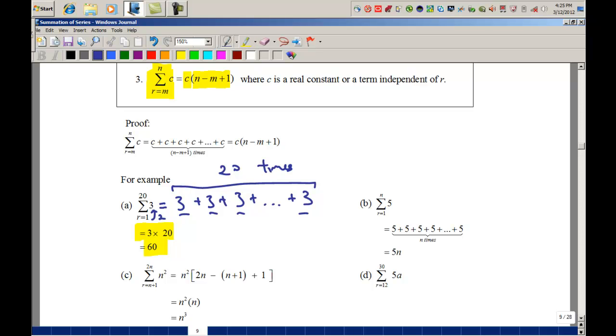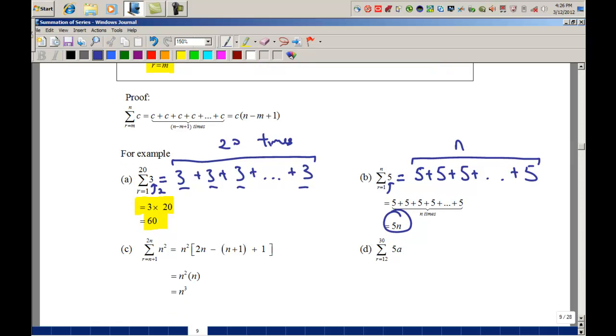Now I will use B to explain this idea again. Now B says you want to sum 5 from 1 to n. This time you have an upper limit n. Now remember, n is a constant. This means I put 1 in, I get 5. I put 2 in, I get 5. I put 3 in, I get 5. And then I put n in, finally, I also get 5. Then I ask myself, how many terms are there here? There are altogether n. So it means the sum is just n times 5. Easy, right?